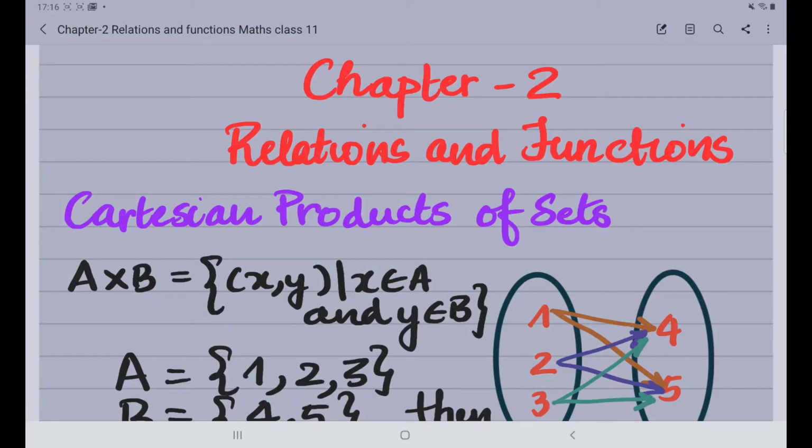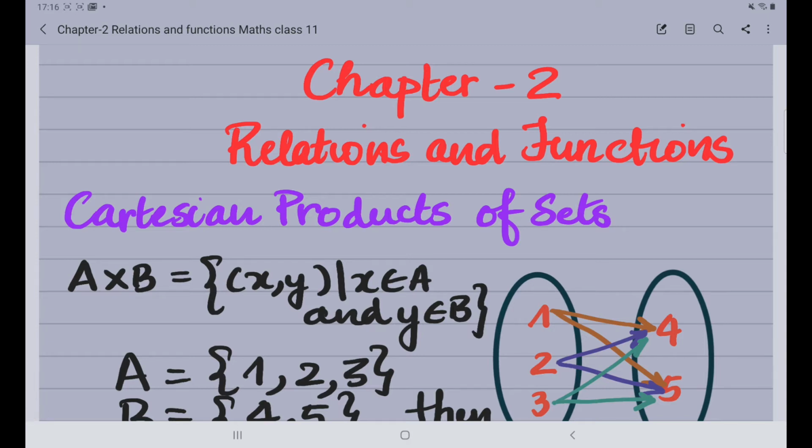So today we will discuss Chapter 2, Relations and Functions, NCERT Maths Class 11th. In my previous video, we discussed Chapter 1, Sets, where we covered what sets are, the different properties of sets, the different laws used in sets, and also how to perform intersection and union on sets.